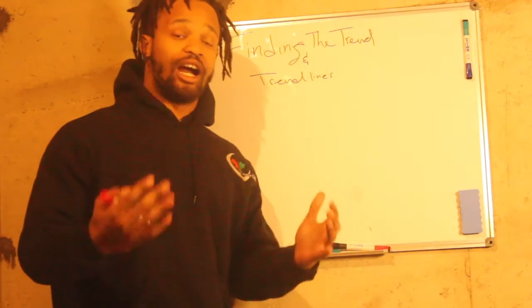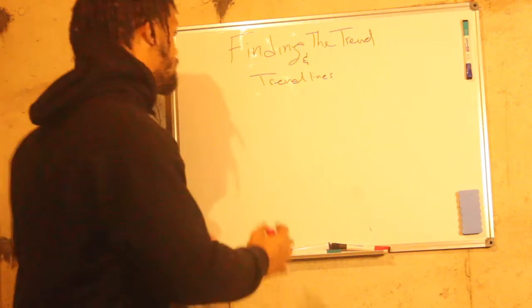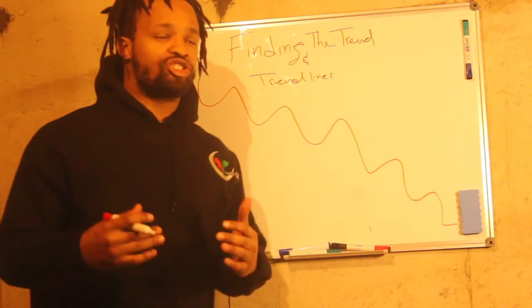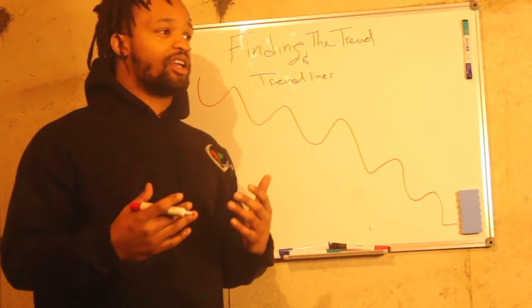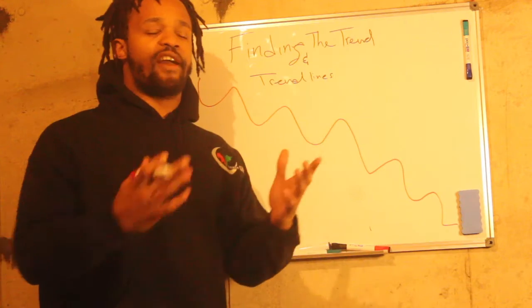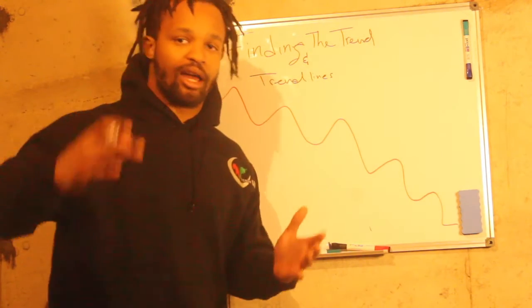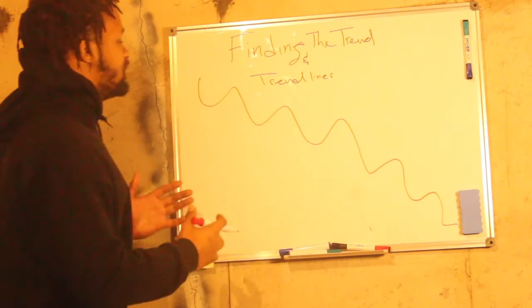Next, we have the downtrend, and I'm going to do some red so you can see it better. Just like the uptrend, it's the same thing but inverted. So instead of having higher highs and higher lows, you're going to have lower lows and lower highs, right? Let me show you in this example.